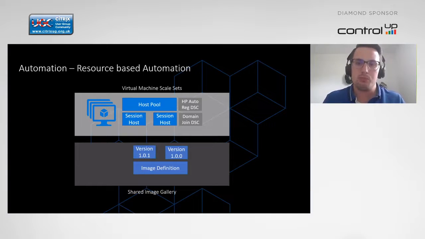The complete image management can be done via a shared image gallery as well, so you can benefit from the same capabilities, except that the resource-based automation needs to get extended via a desired state configuration. So you will need to prepare this first. That means a domain join, which is required in this case. And like you see it here on the top half of the slide, the HP auto-reg DSC.